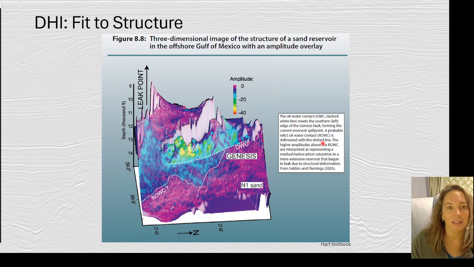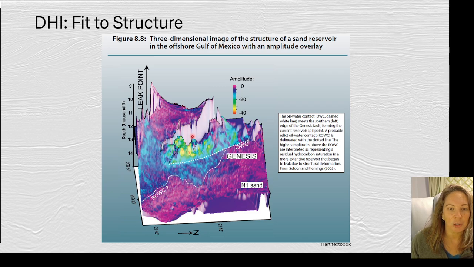And then here's a nice DHI, a fit to structure. Now this time looking in more of a three-dimensional view. So this is the Genesis field. And what we've got here, it's kind of cool, so I'll spend a moment on it. We have our oil-water contact. And so you can see it dotted here and labeled as OWC, oil-water contact. And we can see the higher amplitudes above that.